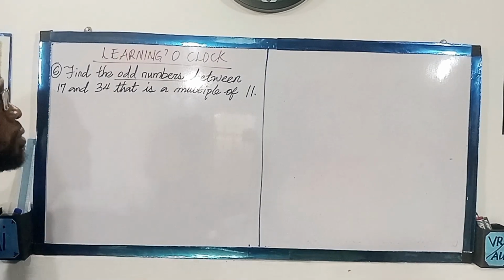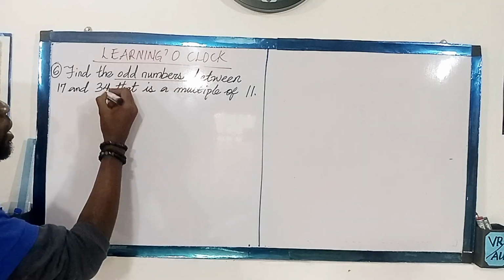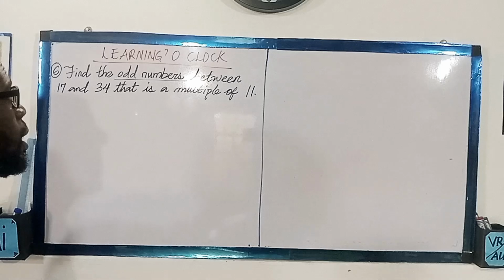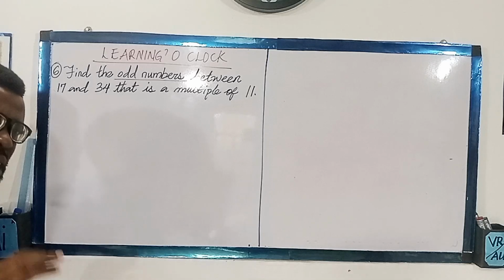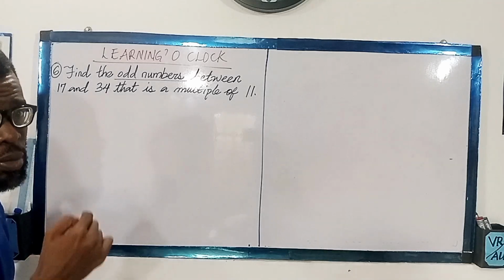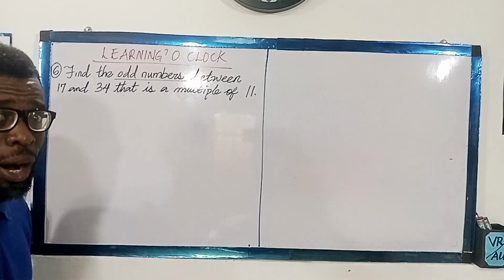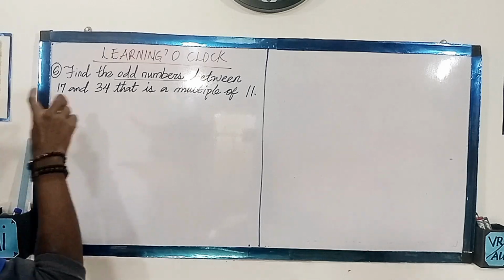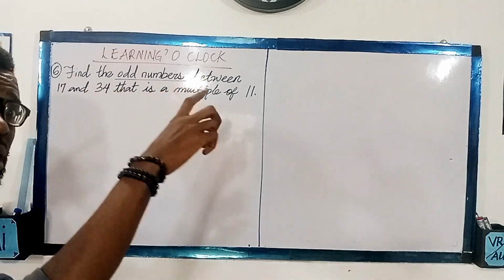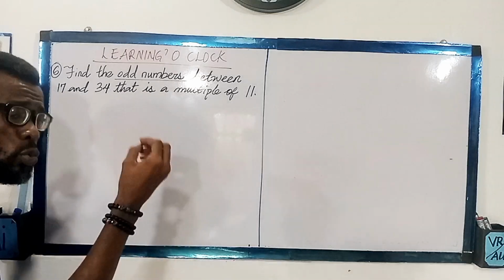Find the odd numbers between 17 and 34. Now, when we're doing word problems, it's very important that we interpret the questions or the problems carefully. So we use our mind, our powered mind. We think critically about these questions and try to give a solution to it.